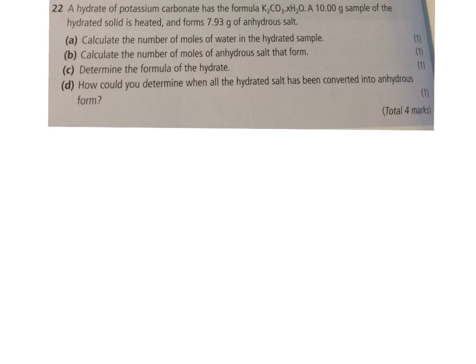So since your initial sample has 10 grams, and then once you heat it and the water evaporates, you have 7.93 grams of anhydrous salt. The amount of water that you have in grams is simply 10.0 minus 7.93, which equals 2.07. So this is 2.07 grams of H2O.